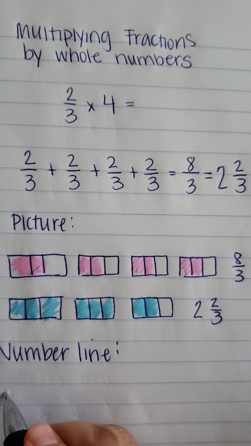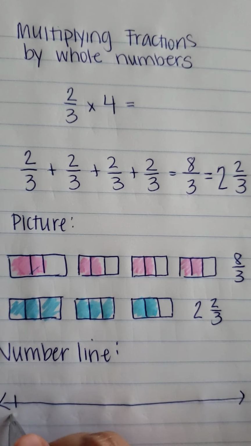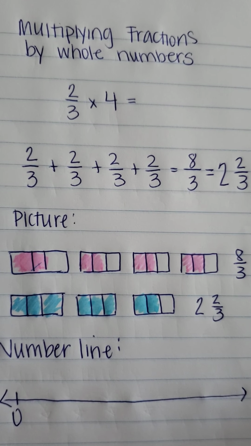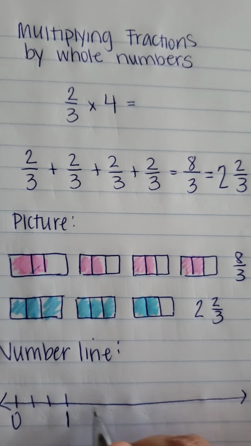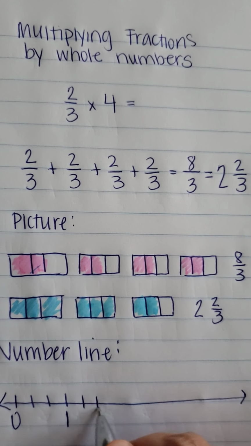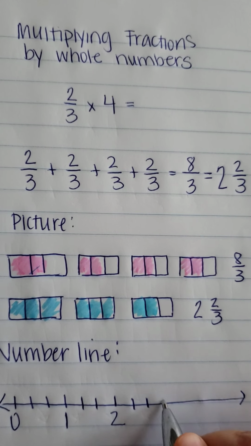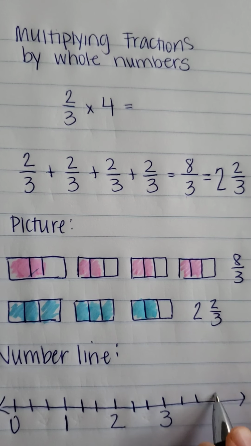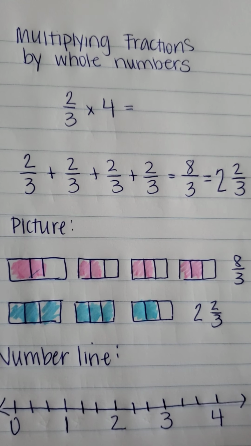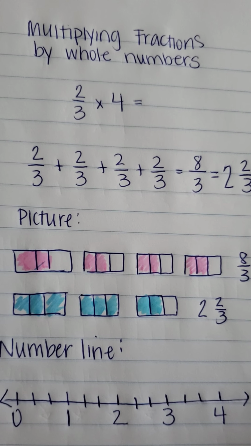Okay, our denominator is 3 this time, so there should be 3 lines to get to the next whole. So we'll have 1/3, 2/3, 3/3 makes a whole. We repeat this for each whole. Okay, so we need to see 2/3 multiplied 4 times.